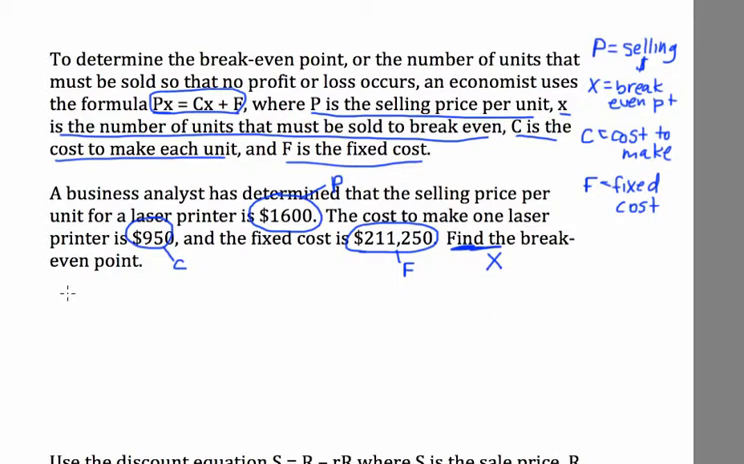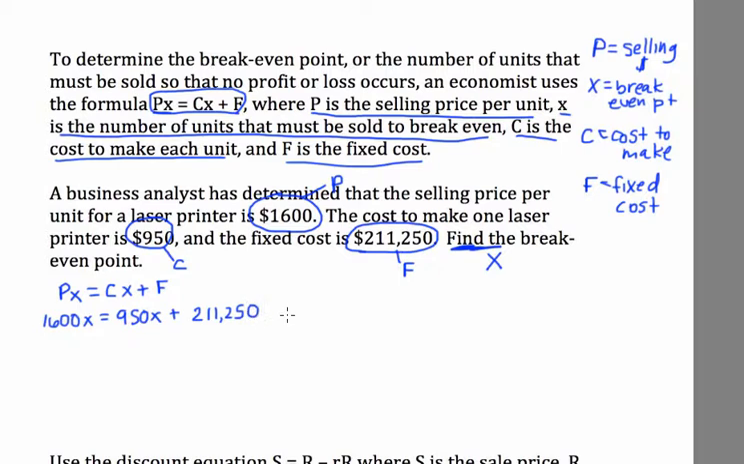So write out your formula. The variable that's going to stay in there is going to be the X, the one that we are going to have to solve for or find. Put your other numbers in. P is 1,600. C is 950. And F is 211,250. So now these are bigger numbers than we're used to working with, so we are going to use a calculator to do these problems, okay?